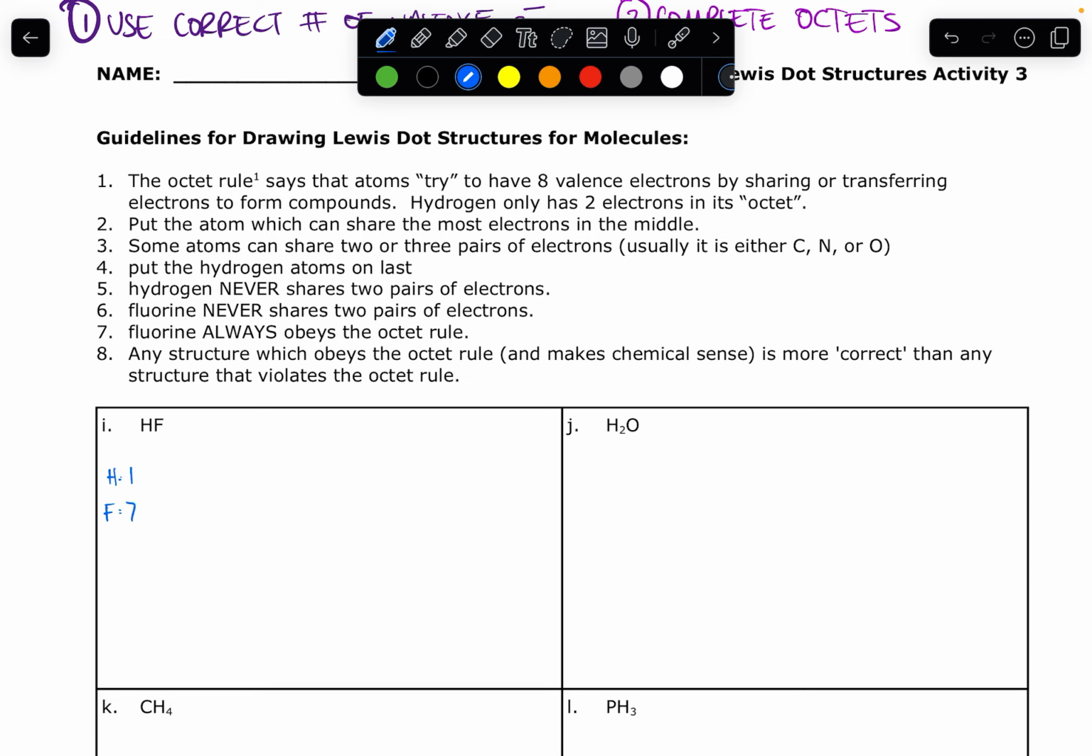So hydrogen will be bringing 1 valence electron to the compound. Fluorine has 7. There's only 1 fluorine, so fluorine will bring 7 valence electrons. We'll add those two together, and we end up with 8 valence electrons. So to create this compound, I must use 8 valence electrons. If I use 8 valence electrons, I'll have satisfied number 1: use the correct number of valence electrons.